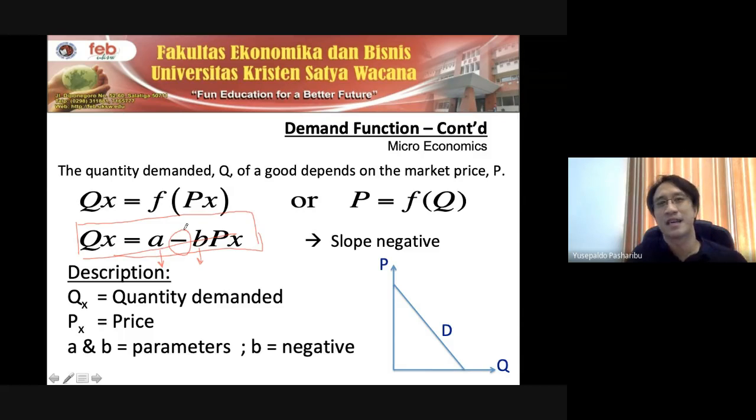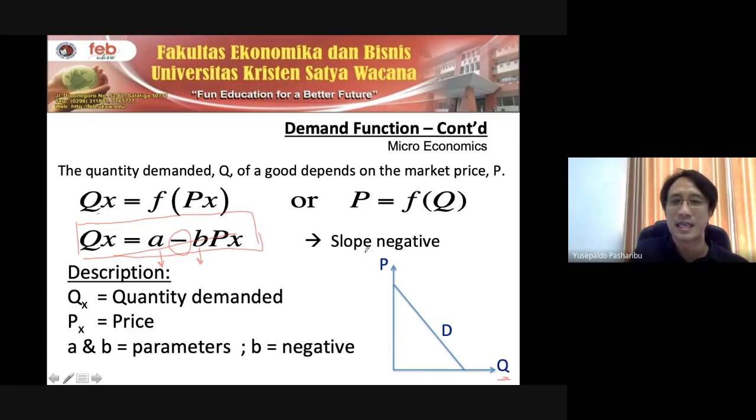About linear equations, there are two kinds: Q as a function of P, or P as a function of Q. In the previous week, we learned about X and Y. Usually the horizontal line is the X axis, and the vertical line is the Y axis. But in the application of economics and business, we will use Q and P, quantity and price. Quantity is on the horizontal line. This is the quantity.